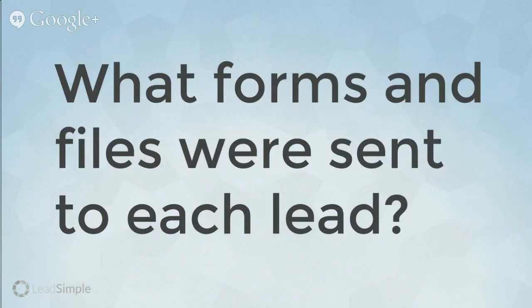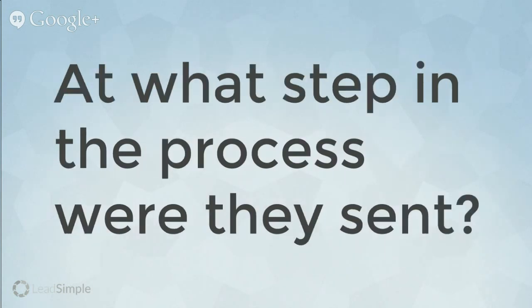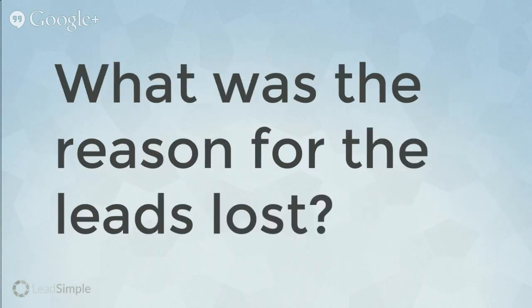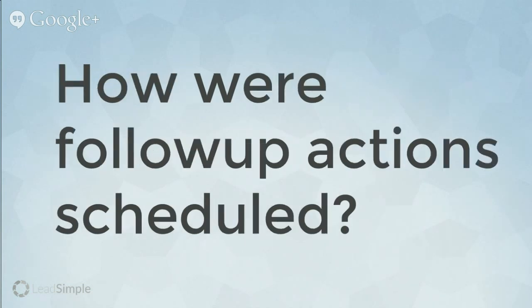What forms and files were sent to each lead? We're talking about business process documents. We're also talking about marketing collateral. And we're also talking about at what step in the process were those documents sent out for each lead and then in aggregate on average. How many of those leads were won or lost? What was the reason for the leads that were lost? Was it that they went with a competitor? Did they say they're not ready right now? Did they say that they just had some personal objection to your service? Was it pricing, etc.?